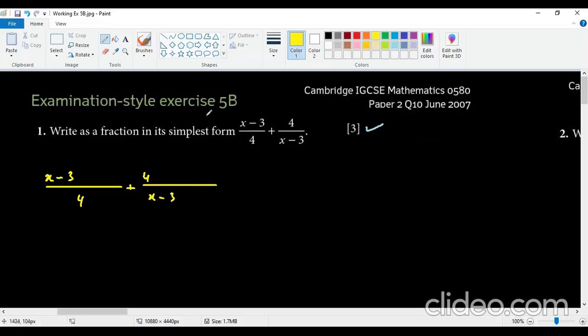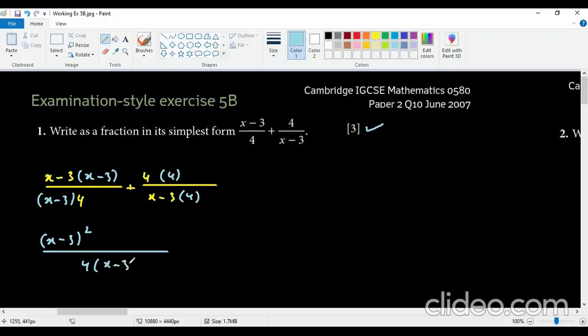Now we need to make the denominators equal. To make the denominator equal, I will multiply this by 4 and I will multiply this by x minus 3, and I will multiply the numerator also by the same thing that we have multiplied the denominator. So here I'm going to get (x minus 3) whole square, and in the denominator I will have 4 and (x minus 3). Now plus 16.